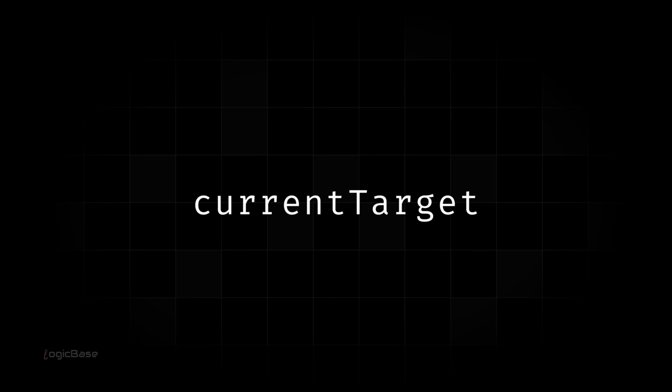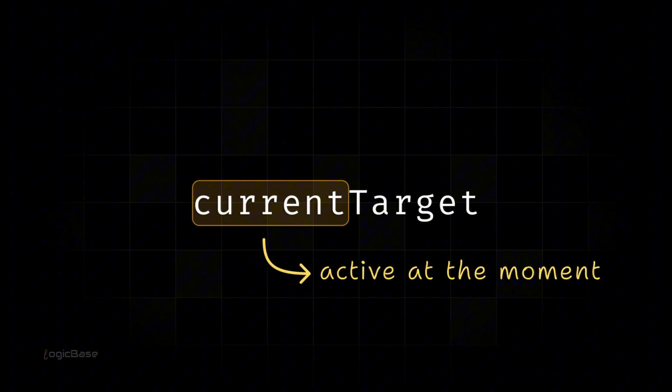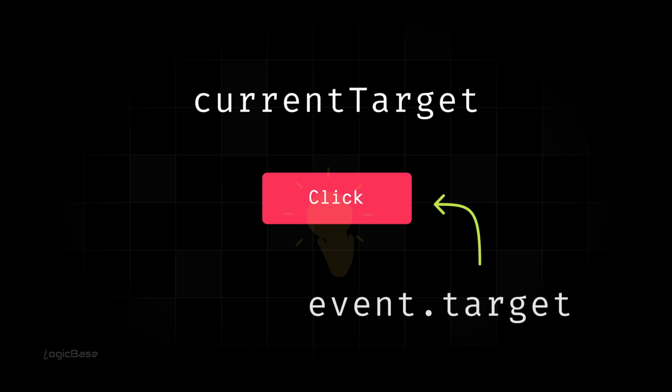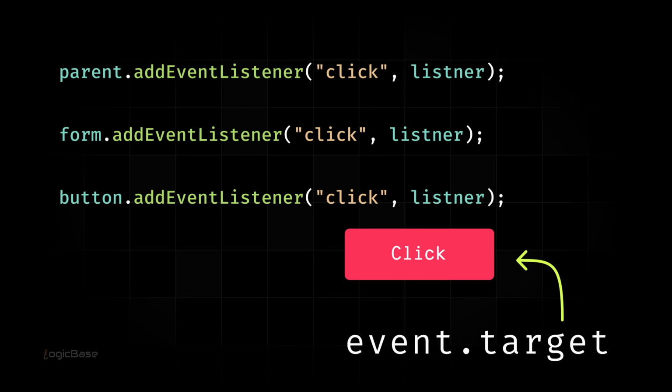Let's understand what current target means. Current means the one that's active at the moment. For example, when you click the button, the main target is the button. So in all three cases, target is the button. But current target changes step by step.